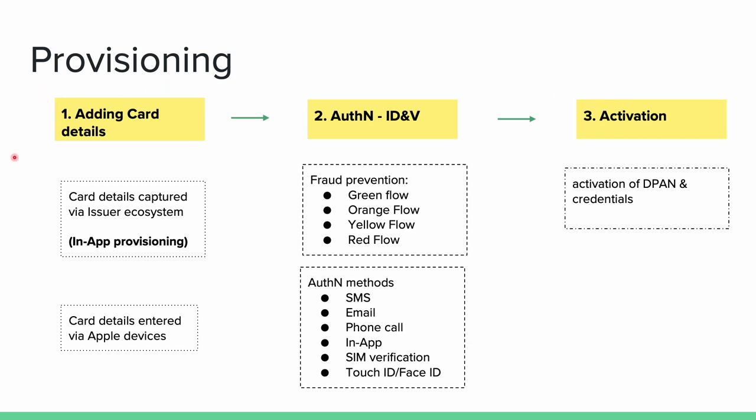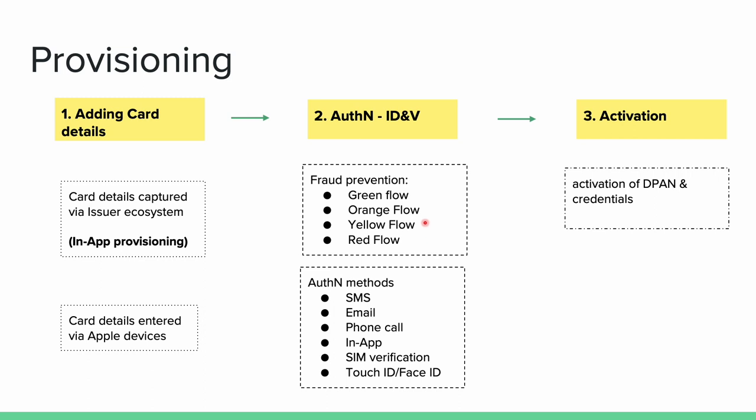As I mentioned in the previous slide, you can either enter your card credentials via an issuer app ecosystem or directly on the Apple devices. Now, let's see how authentication happens. What Apple does is, whenever you add credentials, it recommends whether an authentication is to be performed in the first place. And if an authentication is to be performed, then they recommend an orange or a yellow flow.